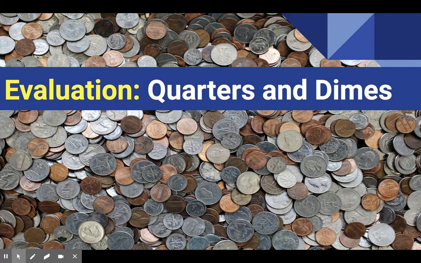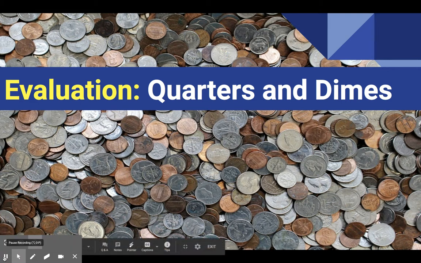It says 4 quarters are equal in value to 10 dimes in this problem. So for 4 quarters, I have 10 dimes. Again, in your exit ticket, let's take some time to fill out this table and also answer those 3 questions. We're going to pause the video here and take about 5 minutes to complete the evaluation activity.